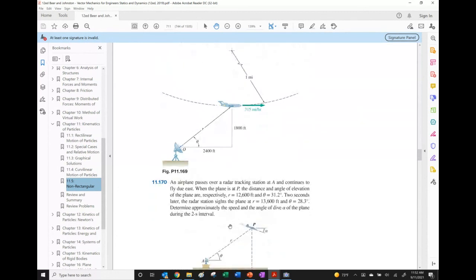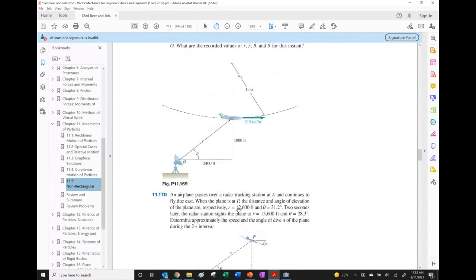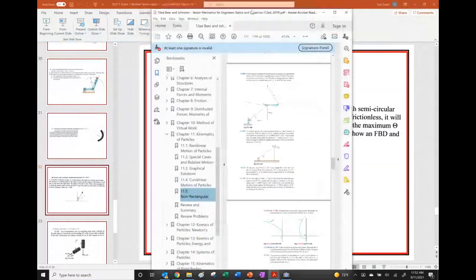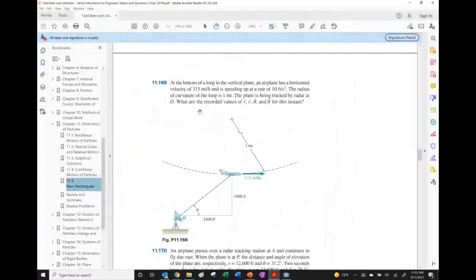This one sounds like the same type of problem. We could do either one of these. Let me see what the problem number is first. All right, that's 169.